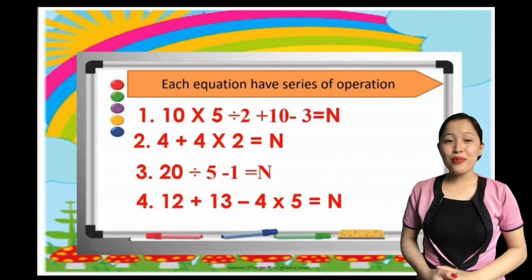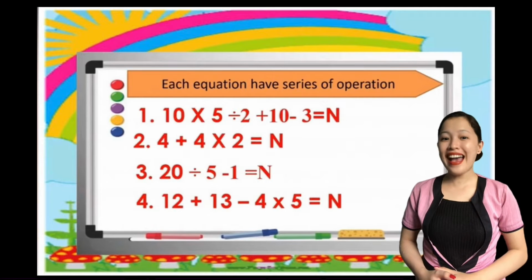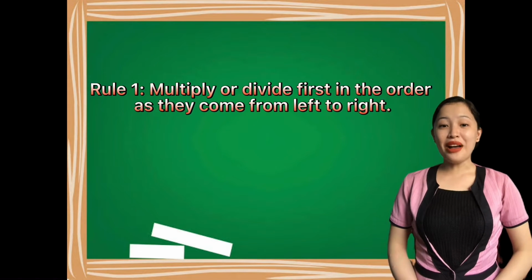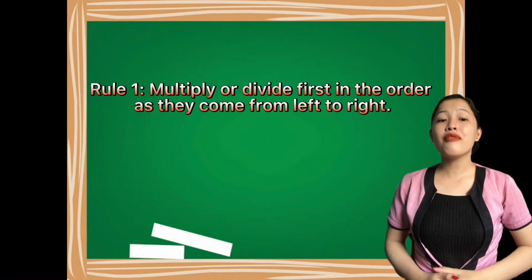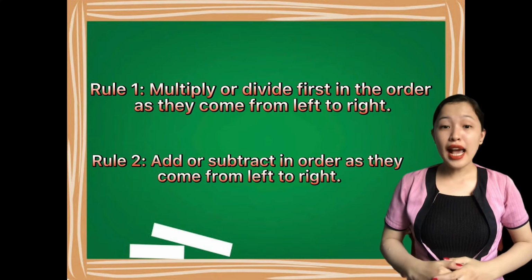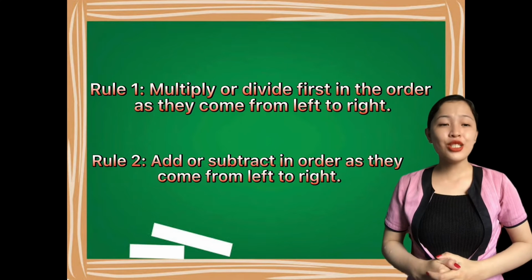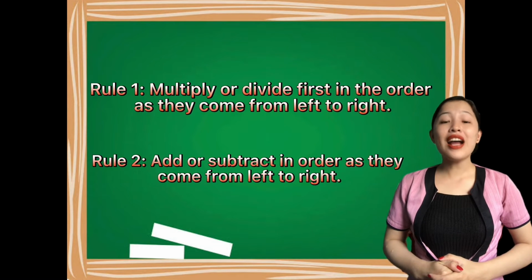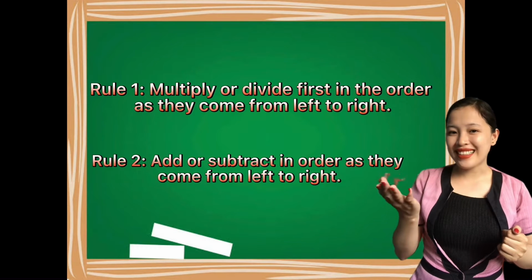Class, remember that there are rules to be followed to get the correct answer. Rule number 1: Multiply or divide first in the order as they come from left to right. And next we have rule number 2: Add or subtract in order as they come from left to right.